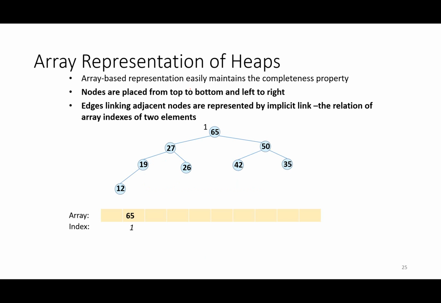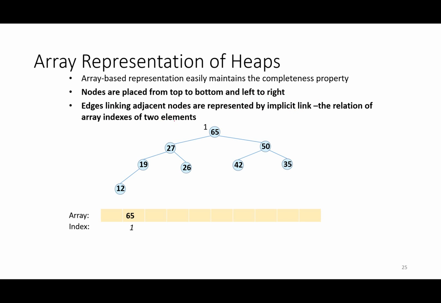Array-based representation easily maintains the completeness property. Nodes are placed from top to bottom and left to right. Edges linking adjacent nodes are represented by implicit links, the relation of array indices of two elements.